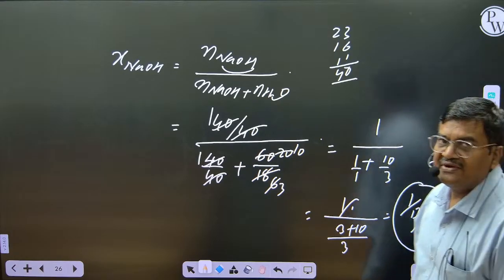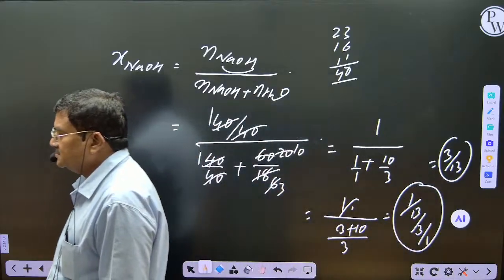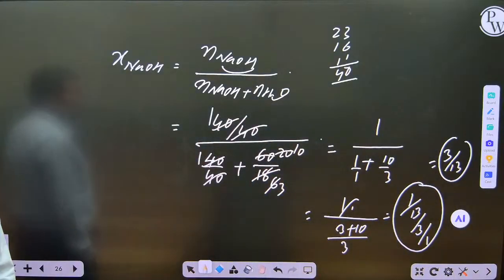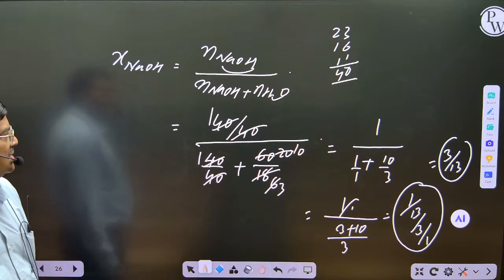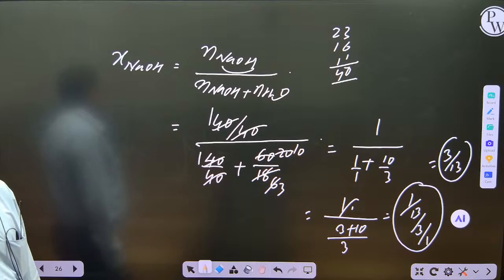This will be the mole fraction of what? Caustic soda. Clear? Suppose the mole fraction of water had been asked, what would you do? From 1 subtract 3 by 13. That will be the mole fraction of water. Clear for all?